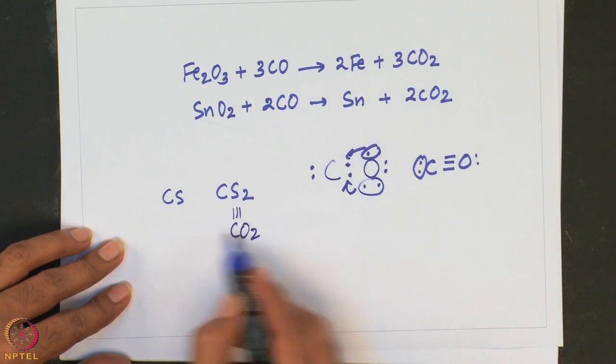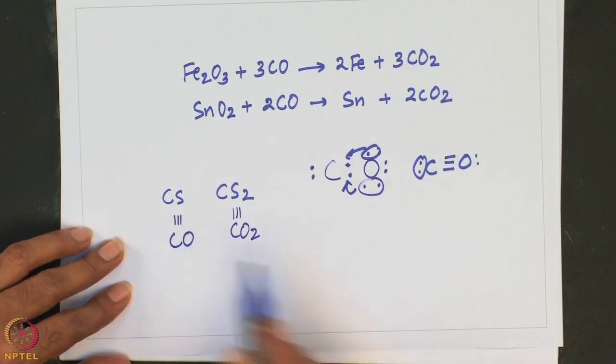CS2 undergoes hydrolysis and yields trithiocarbonate ions, very similar to carbonate. Trithiocarbonate or thiocarbonate, CS3 2-, is very similar to CO2 forming carbonate ion. And of course, CS2 is a molecular substance similar to carbon dioxide. So, this is very similar to carbon dioxide, and this is similar to carbon monoxide.